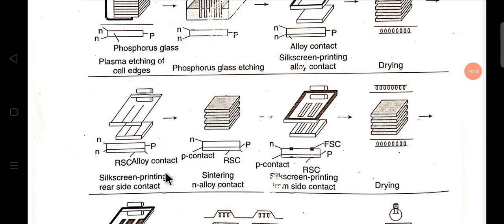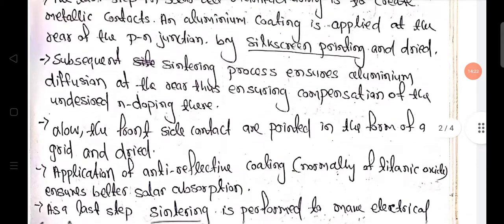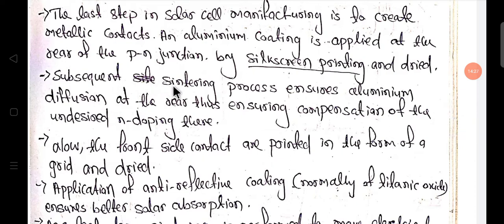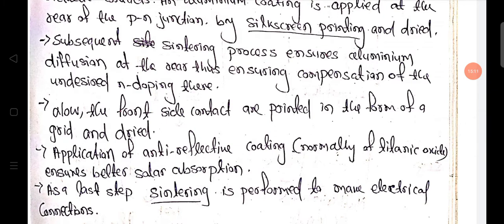Then the subsequent sintering process ensures aluminum diffusion at the rear, thus ensuring compensation of the undesired N doping. That means the sintering process ensures that the aluminum is fully doped on one side, compensating the N doping where undesired N doping is there. Now the front side contacts are printed in the form of a grid and dried. First of all, the rear side contact is built up, then the front side contact is built up.